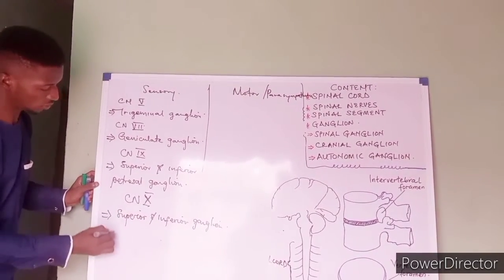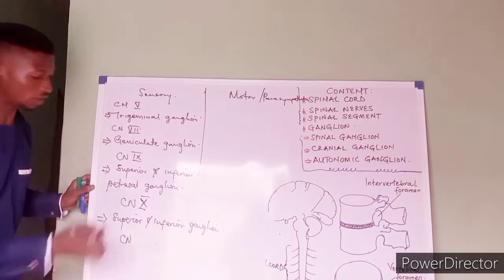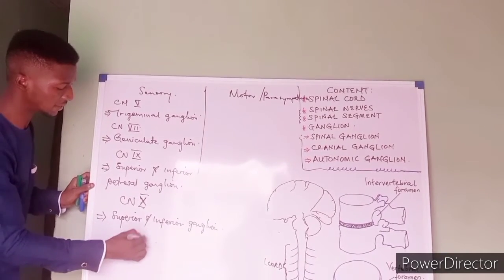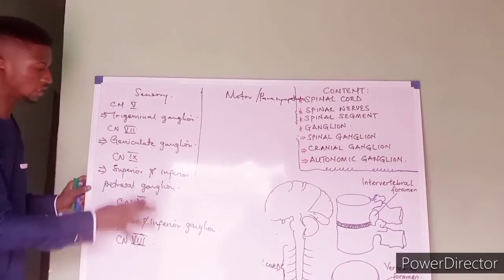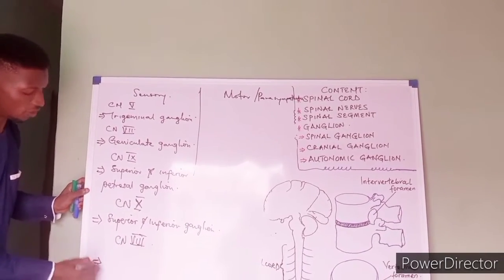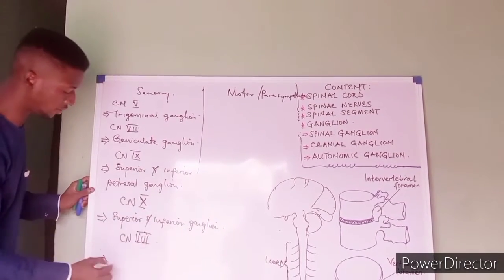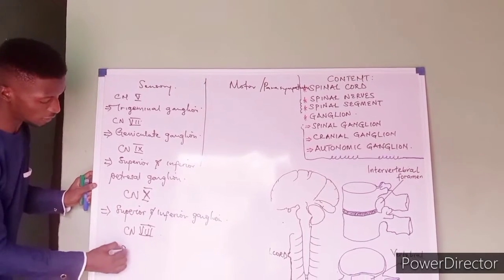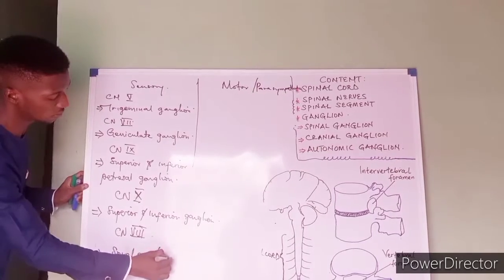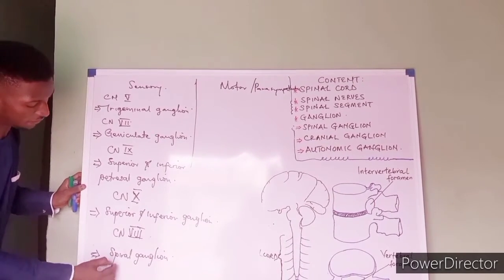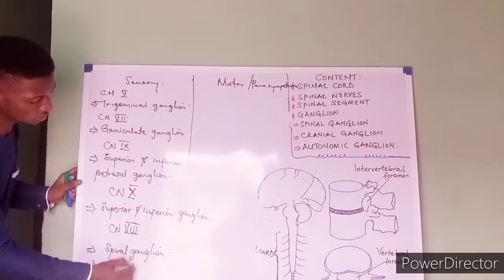We still have a particular cranial nerve we should mention: cranial nerve 8. Yes, cranial nerve 8 also participates in the sensory ganglia. And what do you have? We also have 2 ganglia here. We have the spiral ganglion, and we also have the vestibular ganglion.